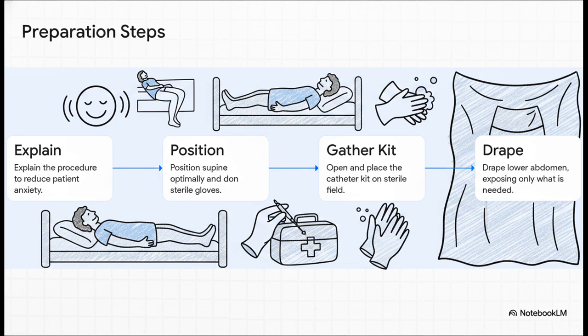I really want to emphasize step 3 and step 5 here. Meticulous hand hygiene and donning those sterile gloves are your ultimate shield against pathogen invasion. And selective draping, that is not just about keeping your sterile field intact, it is absolutely vital for respecting your patient's dignity and privacy. You literally only expose what is strictly necessary.